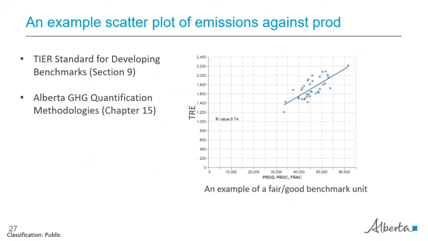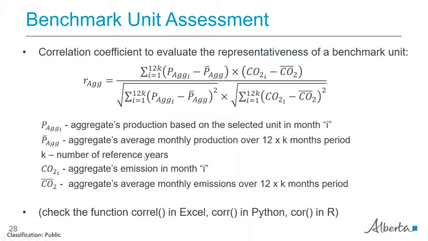To help us better understand what a good benchmark unit looks like, here's a scatter plot. Basically, we want to see production volumes increase as more fuel is combusted, and that is indicated visually on this plot and also quantitatively by the correlation coefficient R. Note that poor correlations could mean strong and maybe unfair fluctuations in payments, M/R credits. Therefore, we encourage everyone to evaluate their options outlined in the tier standard for developing benchmarks and Alberta GHG quantification methodologies.